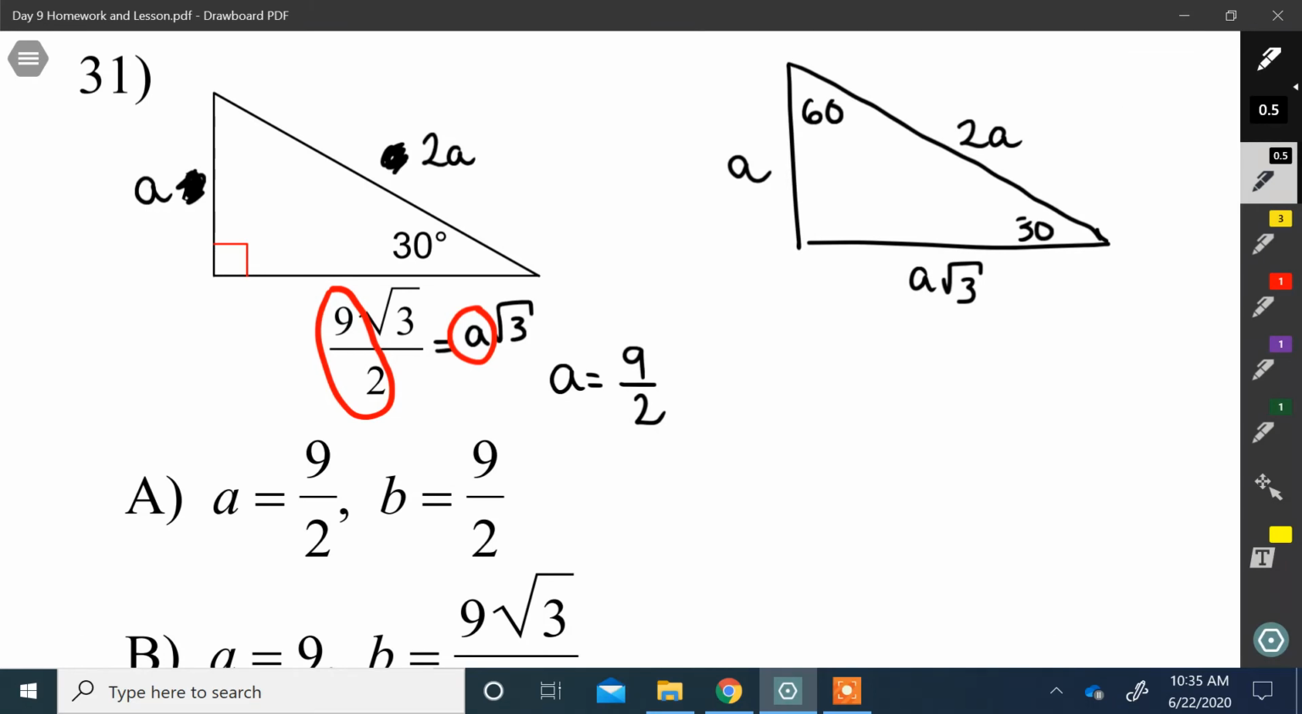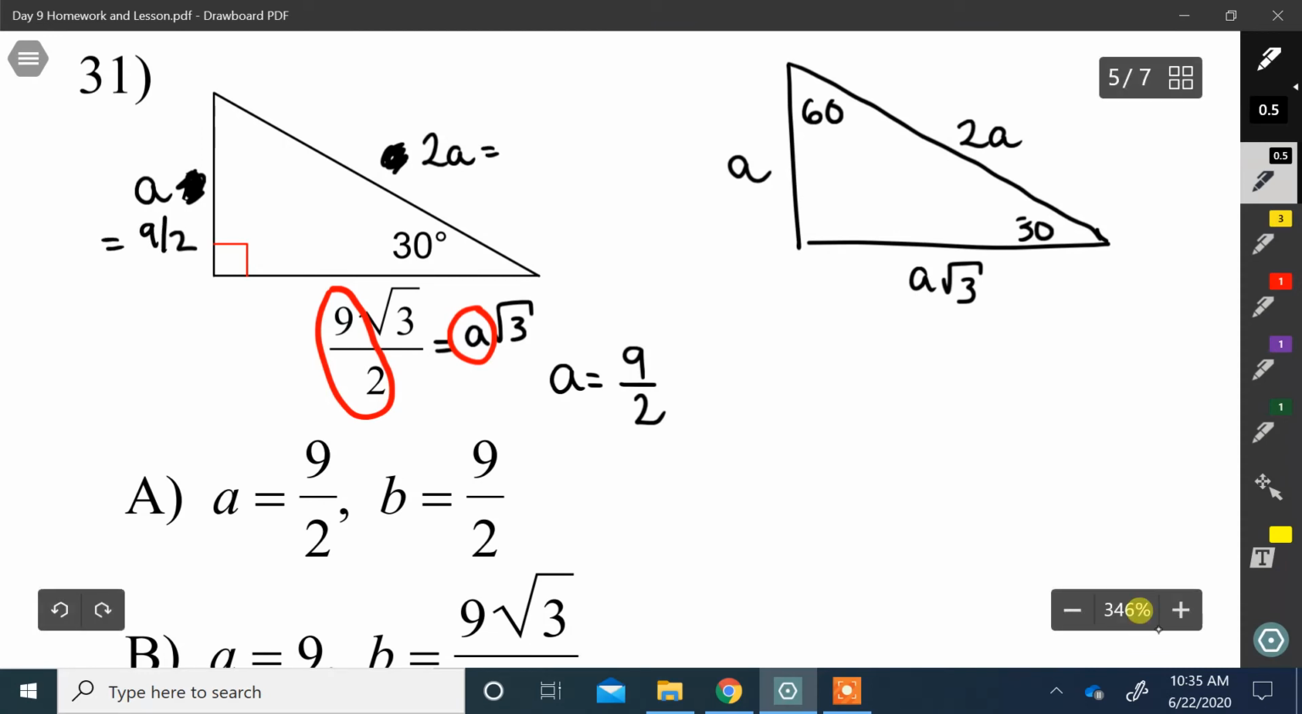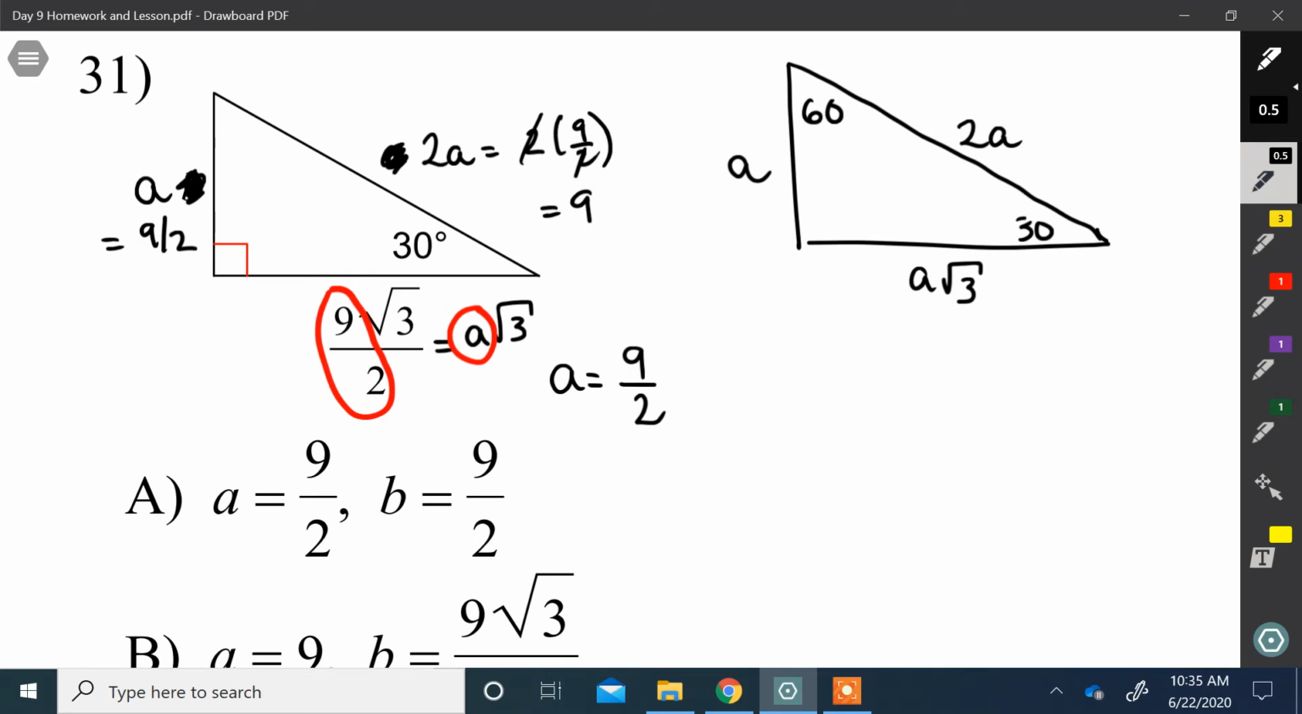I don't know if you can see that in there, that A is just the number next to the square root of 3. So the number that is next to the square root of 3 is 9 over 2. Okay, so as you can see, A is equal to 9 over 2. This means that this right here is 9 over 2, and then 2 times 9 over 2, those 2 cancel, and then we get 9. So that means that that right there is 9.